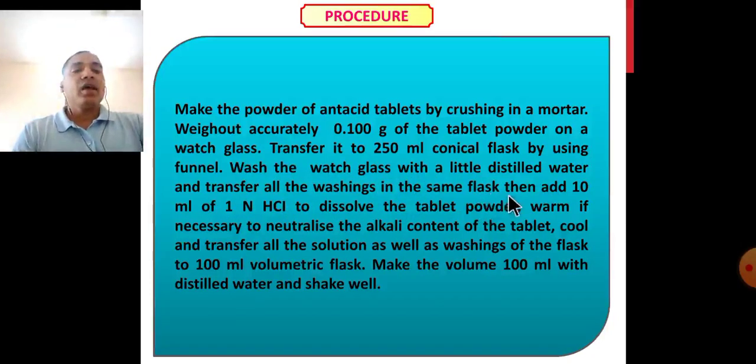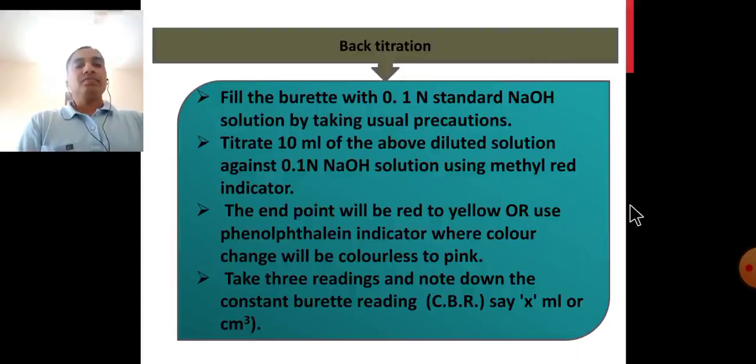Then add 10 ml of 1 normal HCl to dissolve the tablet powder. Warm if necessary to neutralize the alkali content of the tablet. Cool and transfer all the solution, as well as the washings of the flask, to a 100 ml volumetric flask. Make the volume up to 100 ml with distilled water up to the mark of the volumetric flask and shake well. This prepared sample is the antacid tablet solution.